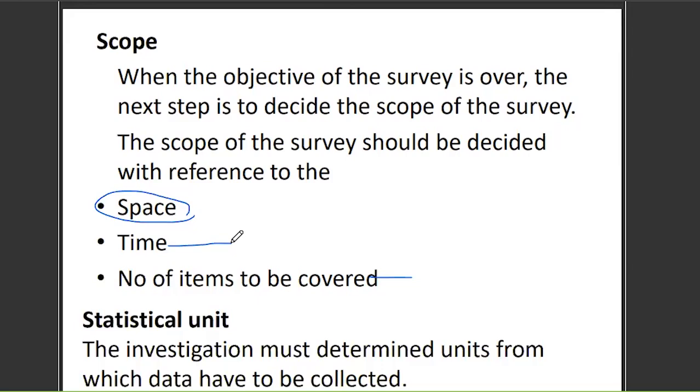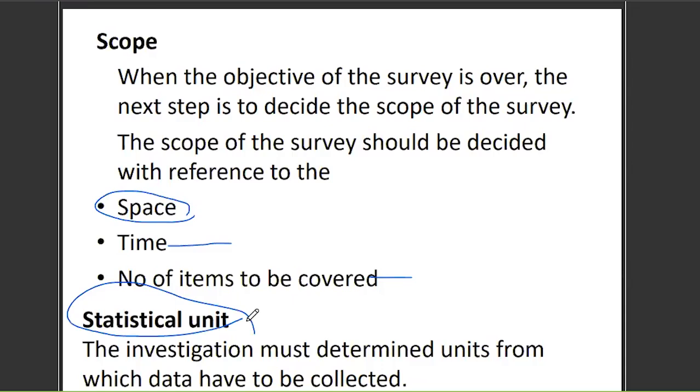Then how much money you are required to spend. And also finally, you have to find from whom you are going to get the information. That is called the statistical unit.